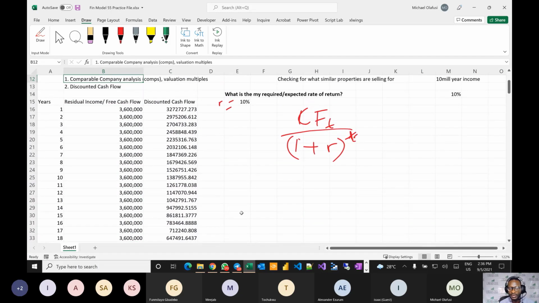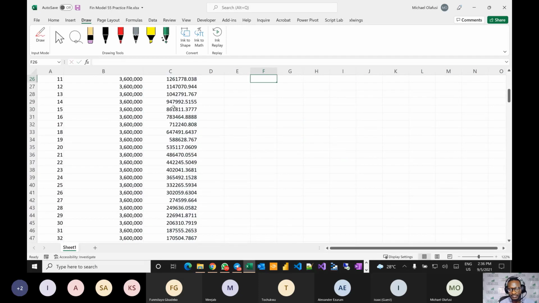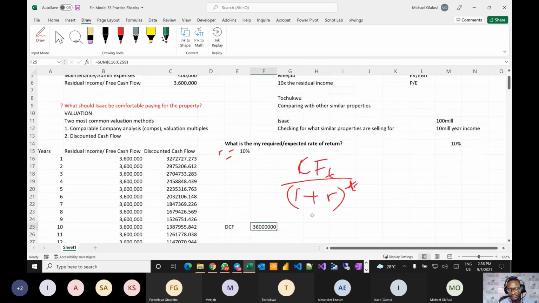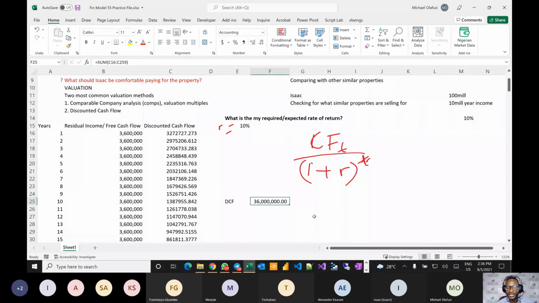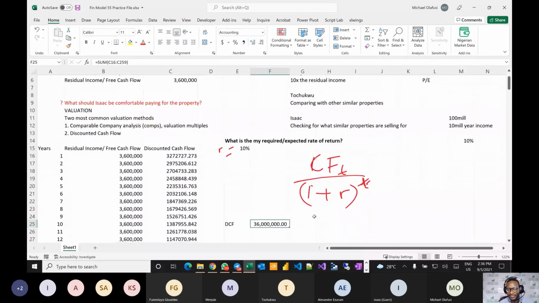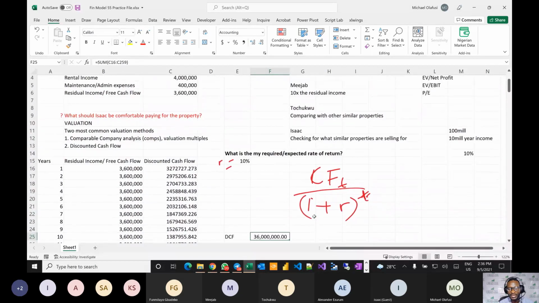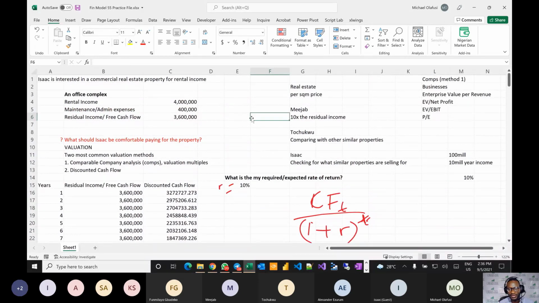So the DCF is the summation now. DCF now becomes the summation of all of this. And can you see what it's giving us? It's giving us that you should not be willing to pay more than 36 million. Now, this 36 million, let's go back to the answer Mr. Mijab gave. He says he doesn't want to pay more than 10 times. Look at it. Is this times 10 not equal to the same 36 million?